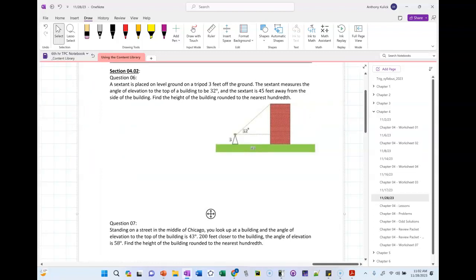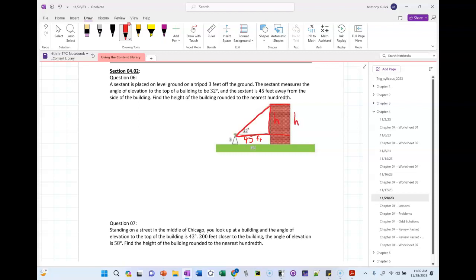Okay, so we have this picture here. We're told that this is like 45 feet, and we want the height of the building. If I think about it, I have this triangle here. So I'm going to figure out the height of the triangle, because the height of the building is going to be 3 more than whatever the height of that triangle is, right?